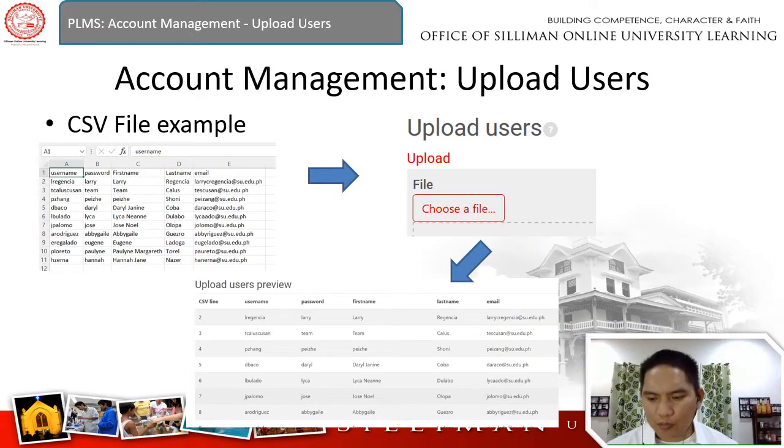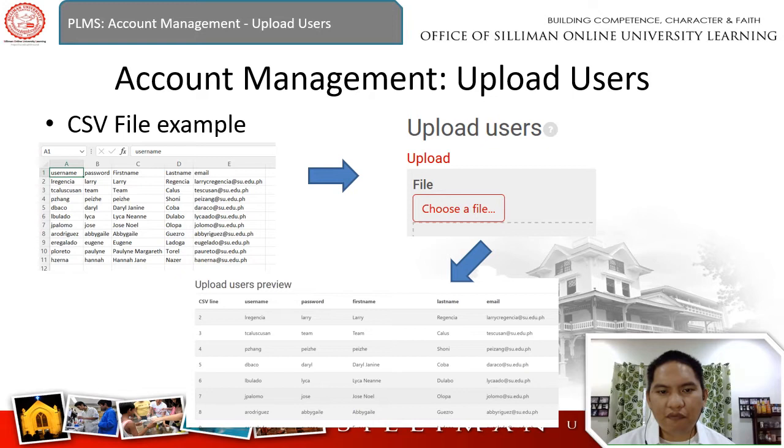So in this case, I'm going to show you a CSV file example. You can open this file in Excel, but then you have to save it as a CSV file. Based on the requirement of the PLMS, it requires us to have a username, a password, a first name, a last name, and an email. So you can follow this format that you can see here on screen. Once you're done with that one, make sure to save the file as CSV, and then you upload it.